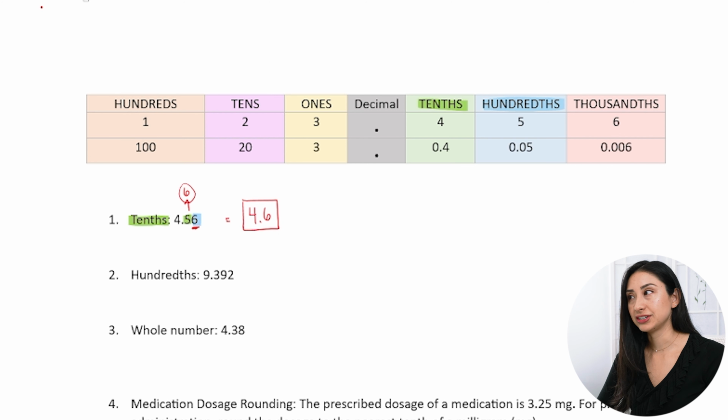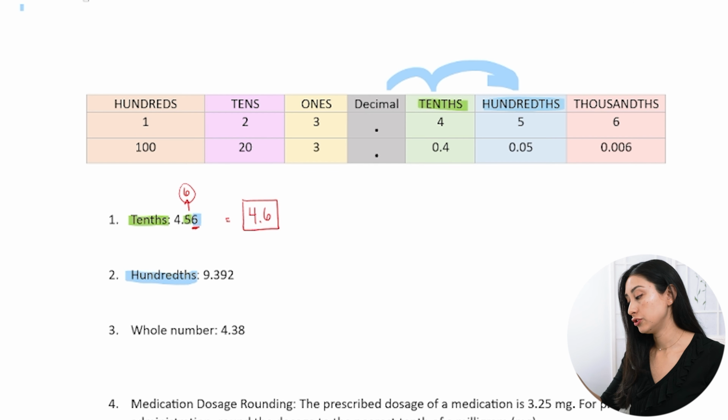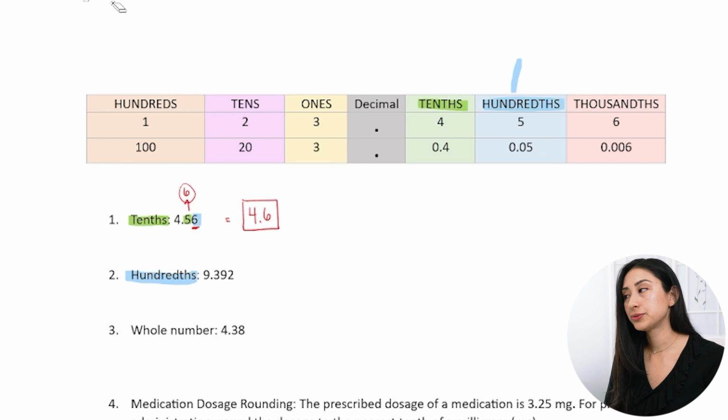Let's take a look at another example. So let's take a look at question number 2. So for question 2, we have been given a rule that we need to round to the hundredths place. And for the hundredths place, we need to figure out which value is in the hundredths. So let's look at our chart again up here. So in the hundredths, that is 2 spaces to the right of the decimal point. So 2 spaces to the right of the decimal point.